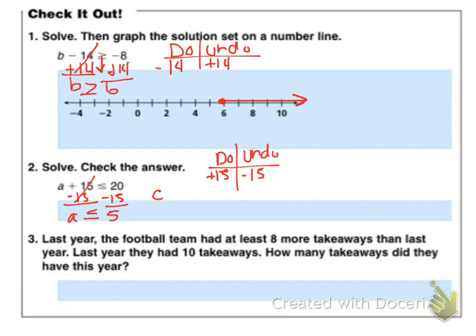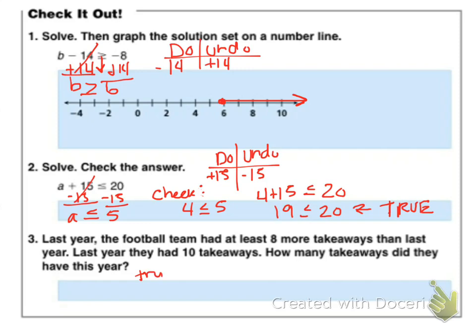Now we are going to check this answer, and again, when we are checking, we're going to have to think of a number that is less than or equal to 5. So you can use 5, or you can use a number less than 5. I'm going to choose to use a number less than 5, which is 4. 4 is less than or equal to 5. So 4 plus 15 is less than or equal to 20. 4 plus 15 is 19, which in fact is less than or equal to 20. So this is a true statement, which means that a is less than or equal to 5 is true.